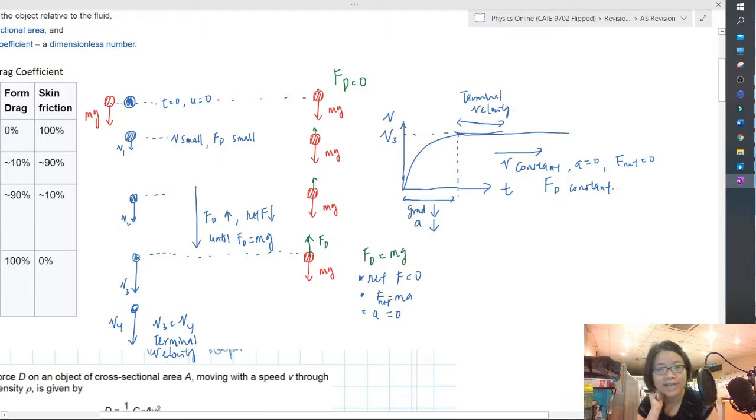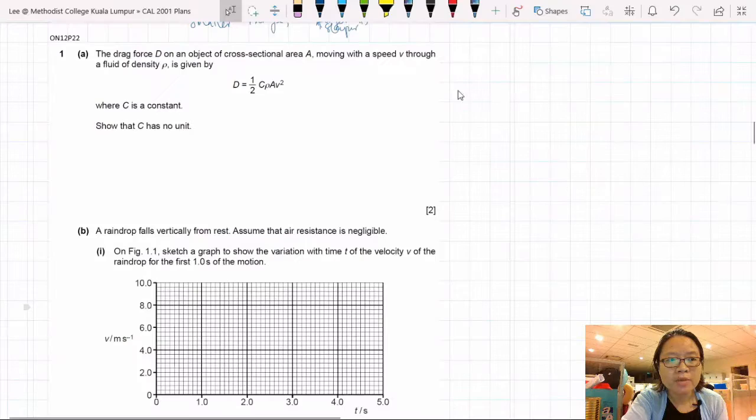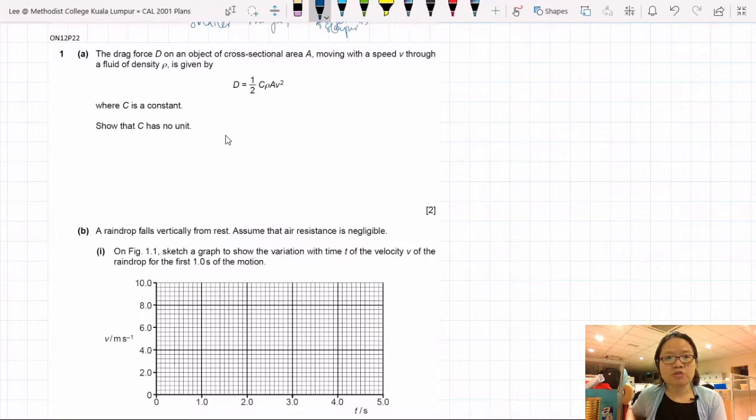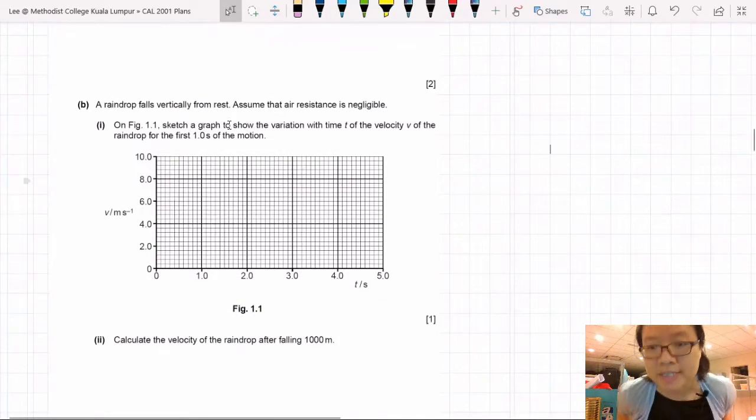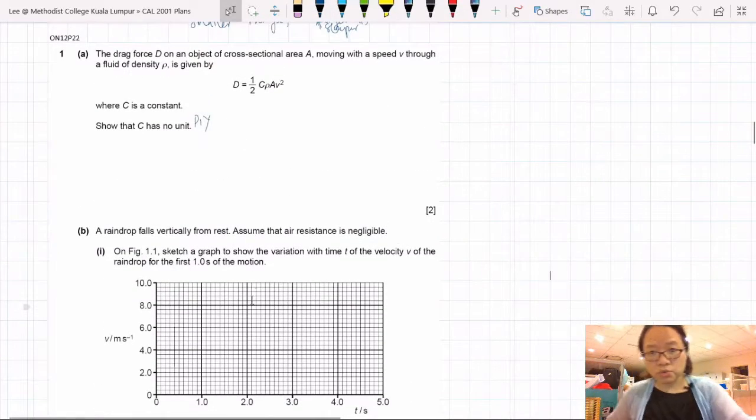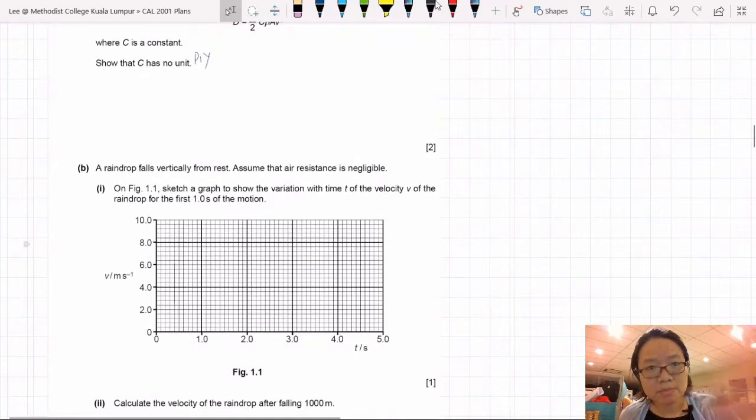Hopefully that is clear. And in the next part, we will go through 2 examples. I'm going to start off by doing a question. So this one, drag force is given by this equation. Do it yourself. Show that C has no units. I think this one I can leave to you. Let me know if you need help.